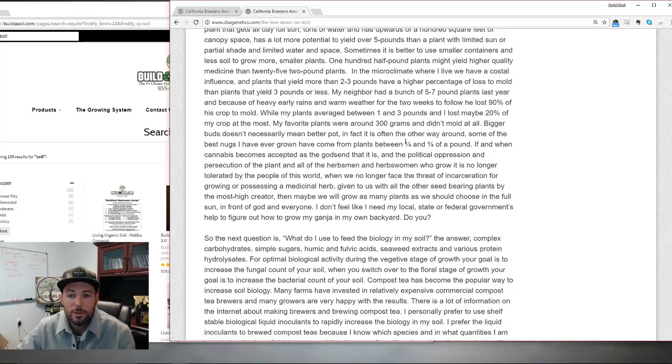My favorite plants were around 300 grams and didn't hold mold at all. Bigger buds don't necessarily mean better pot. In fact, it is often the other way around. Some of the best nugs I've ever grown have come from plants between 1/4 and 3/4 of a pound.